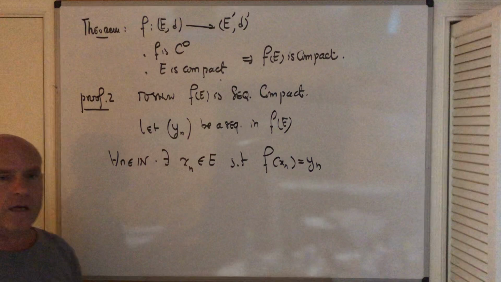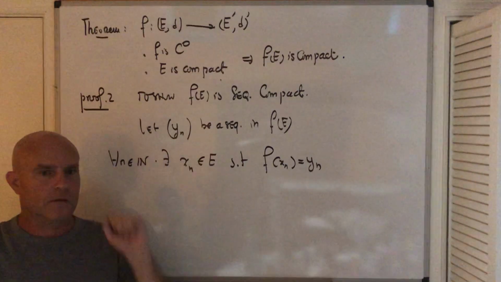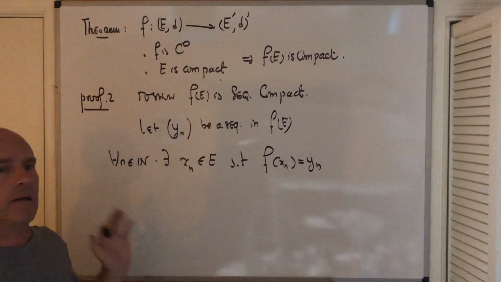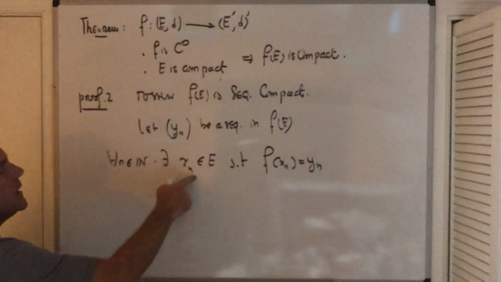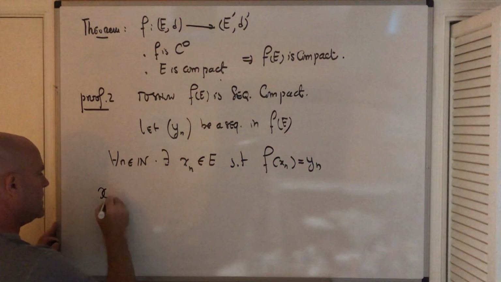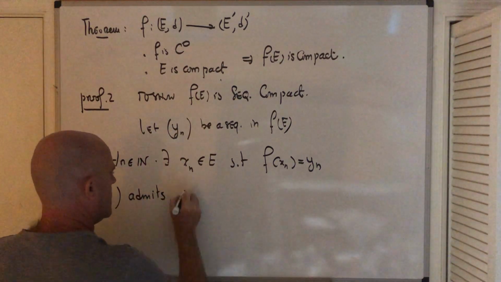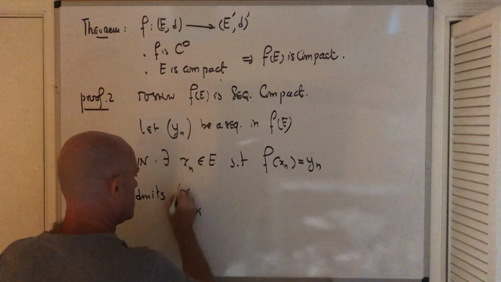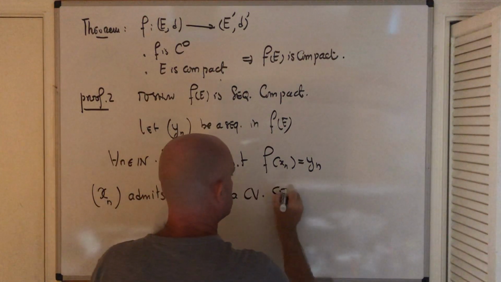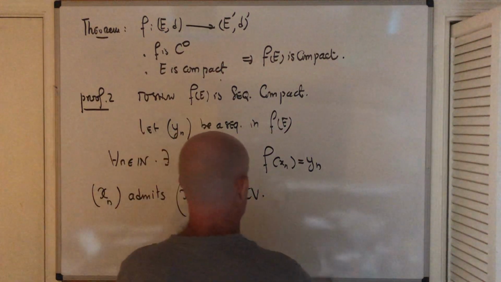I'm not saying that those xn are unique. No. There may be a lot, thousands of them for each of those n. But one is enough, and I take it, and I take a sequence. But now, xn is a sequence in E. Xn admits a convergent subsequence. So xnk is a convergent subsequence.